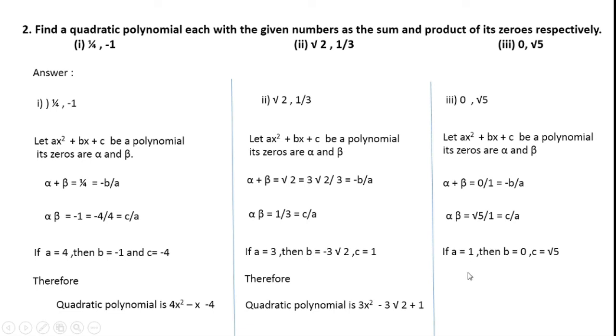So therefore we can write the quadratic polynomial by substituting a, b and c in the general form. So the quadratic polynomial is x square plus root 5. See here, a is 1, then the b term is 0, so it is not there. Then the c is root 5. So the quadratic polynomial is x square plus root 5.